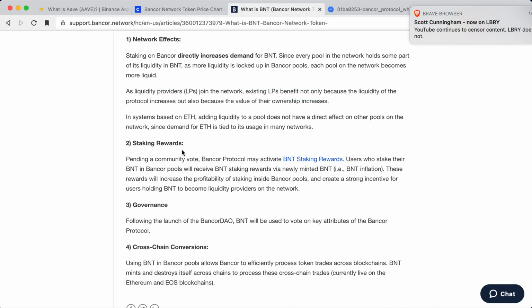Let's talk about the stake and reward. Pending a community vote, Bancor Protocol may activate BNT stake and rewards. Users who stake their BNT in a Bancor pool receive BNT stake and rewards via newly minted BNT.